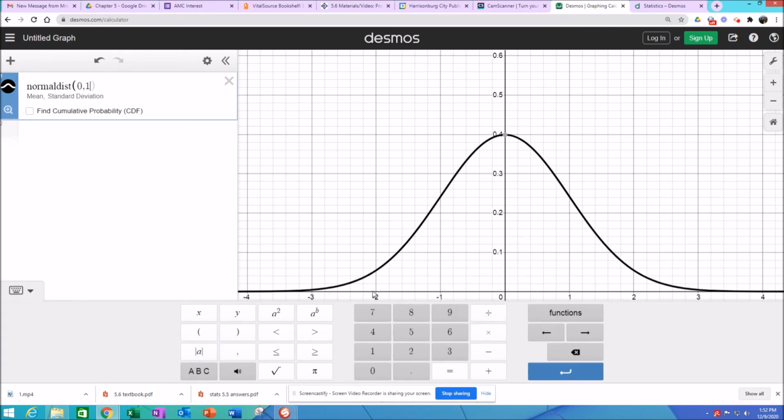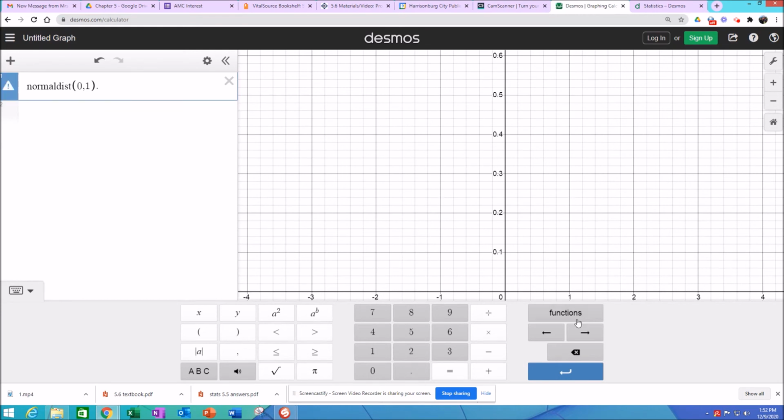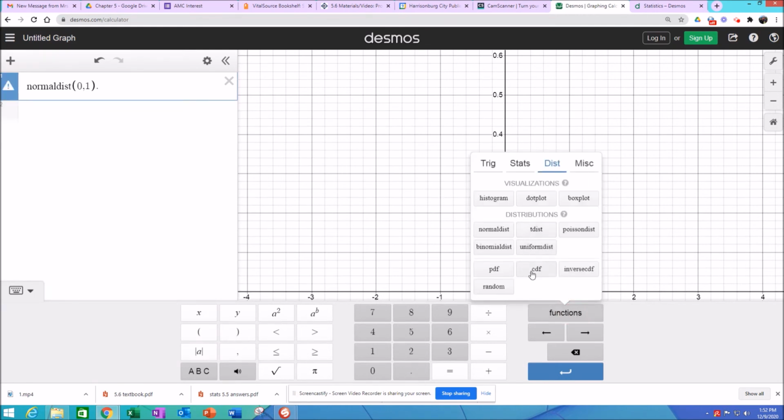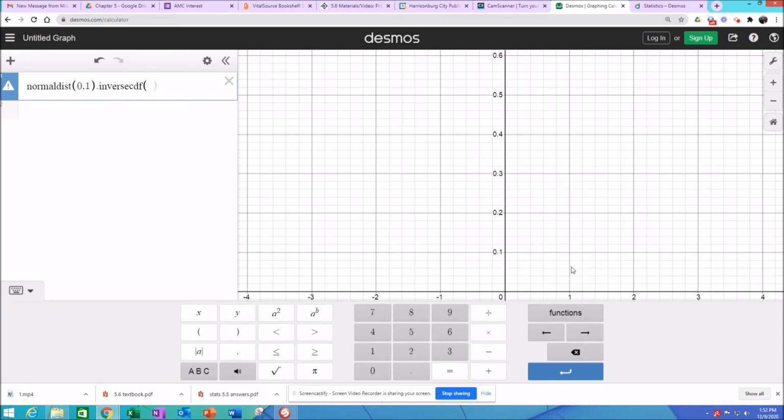Now, what we want to do is find the inverse. We want to go the opposite direction. So we're going to have to put dot and then come down here, and we're going to have to do the inverse CDF right here. So inverse. And then we can put whatever we want in there. We had said we want the z-score for 90 percentile, so we're going to put 0.9. And there's the z-score for it. So I know if z is less than 1.28, it'll give me 90%.